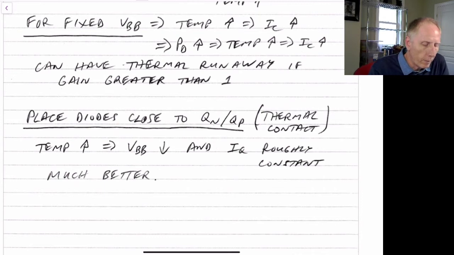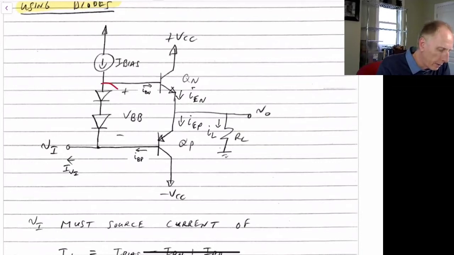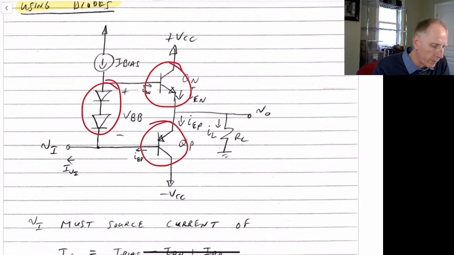So the moral of this discussion is to say that you should certainly place these bias diodes in thermal proximity to where these power transistors are. So as they heat up, they will also heat up the bias circuitry and keep things working together correctly.